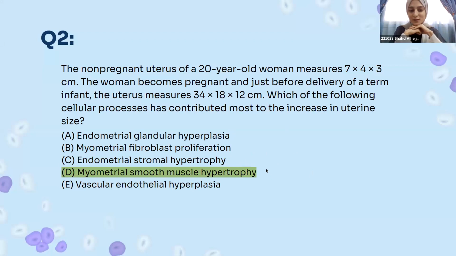You can think of it this way if you find it difficult to remember: since she's pregnant and about to deliver, whenever you're doing delivery, you want strong muscles so that you can push the baby outside. So that's a way to remember that the muscles must be hypertrophied, if you feel like you're getting confused with it.